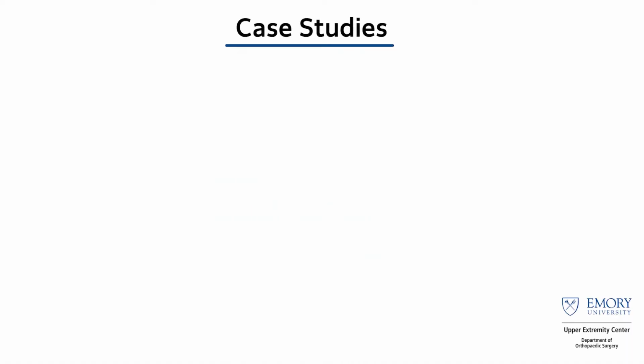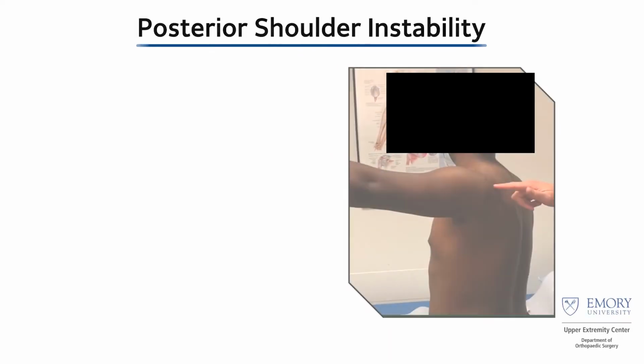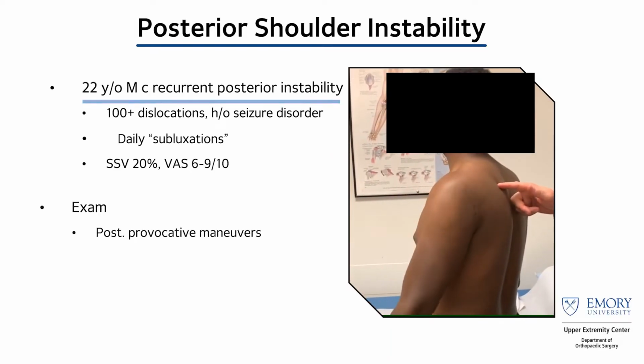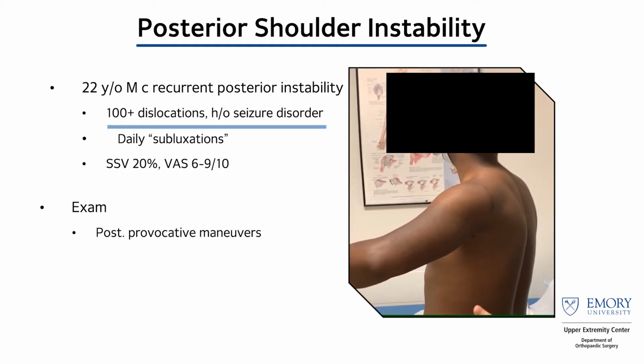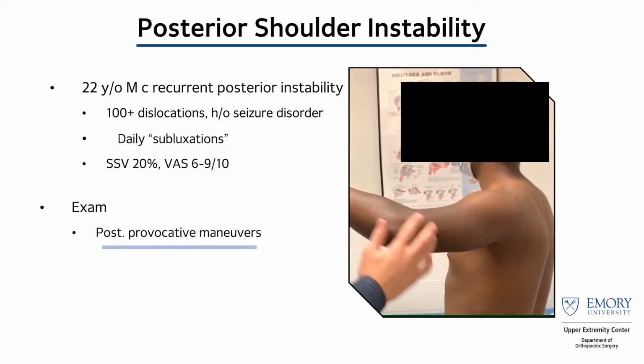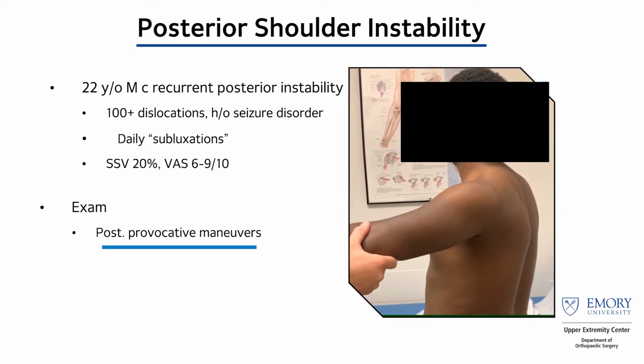Shoulder instability, in addition to some of the ones I talked about, is the other one that I find very interesting, especially in some of these more complex patients, and what actually is going on within the shoulder. So there's a 22-year-old gentleman, recurrent posterior shoulder instability, 100 plus dislocations, history of a seizure disorder, daily subluxations, and you can see how he is actively subluxing his shoulder in and out.